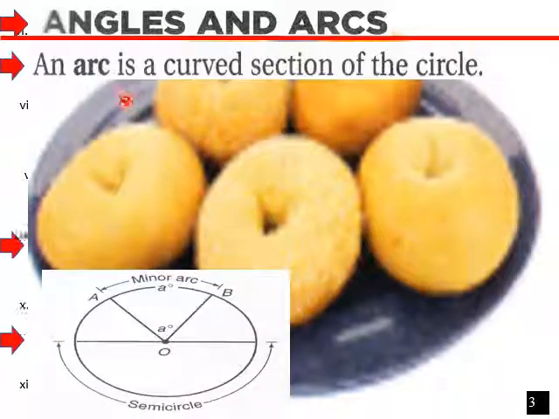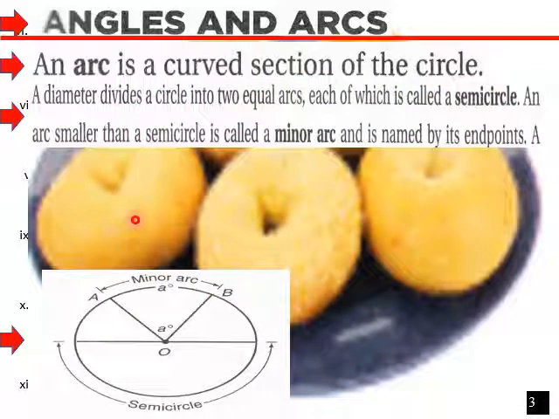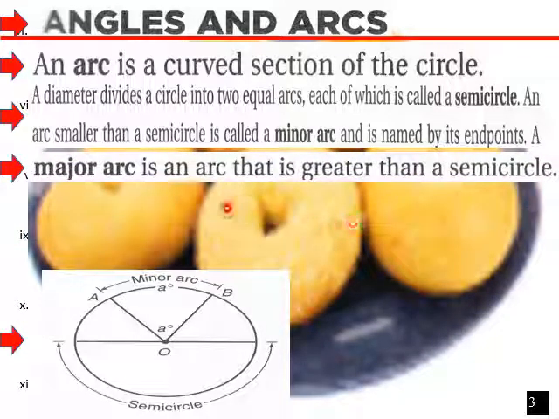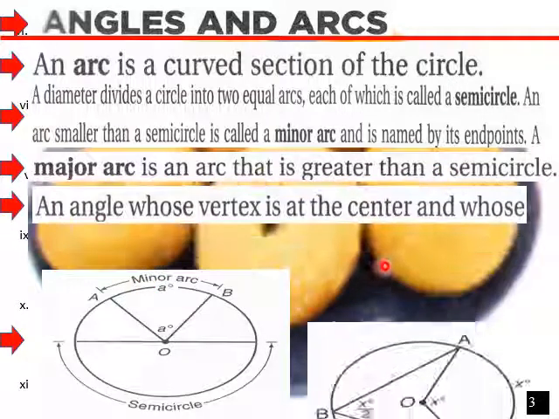Angles and arcs. An arc is a curved section of a circle. This would be an arc right here. A diameter divides a circle into two equal arcs. So this would be a diameter here, and this arc would equal this arc over here, which is called a semicircle. An arc smaller than a semicircle is called a minor arc and is named by its endpoints. A major arc is an arc that is greater than a semicircle.